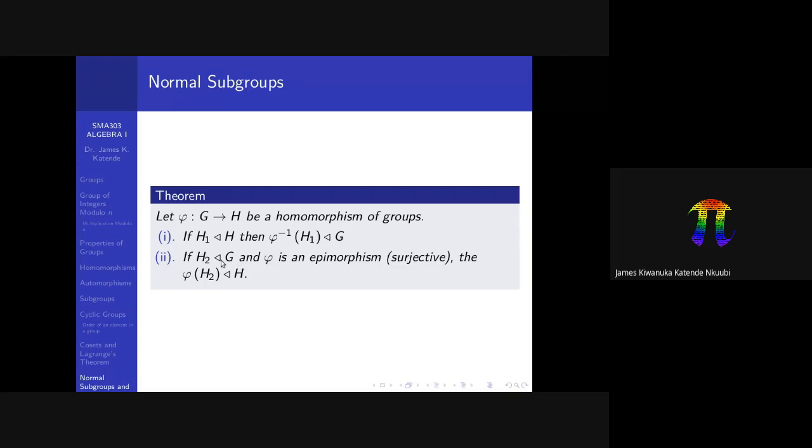So if H2 is a normal subgroup of G and phi is surjective, then the image of this subgroup will be a normal subgroup of H. So if you pick out all the elements in H2 and find their image in H, that image will be a normal subgroup in H. Are we together? Yes. We are going to prove this shortly.